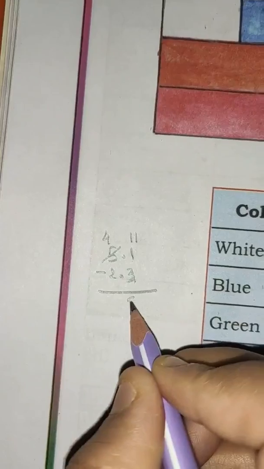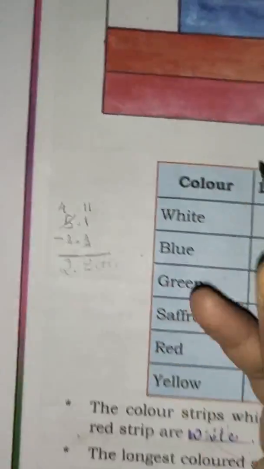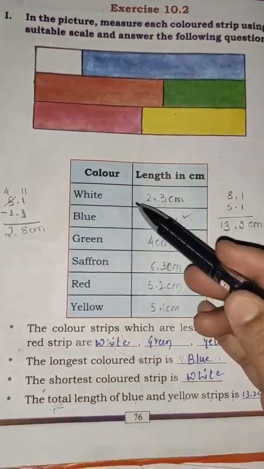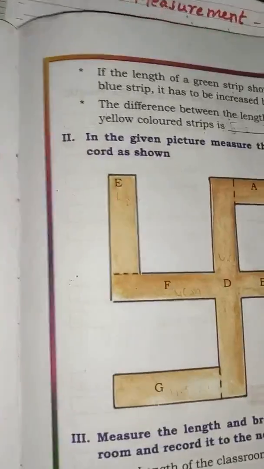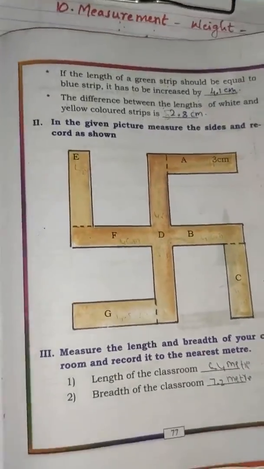Very good. So we'll write 8 here. And 4 minus 2 is 2. So it is 2.8 centimeter. So what is the difference between the white strip and the yellow strip? It is 2.8 centimeter. Understood, children? Okay. So now come to the next main.